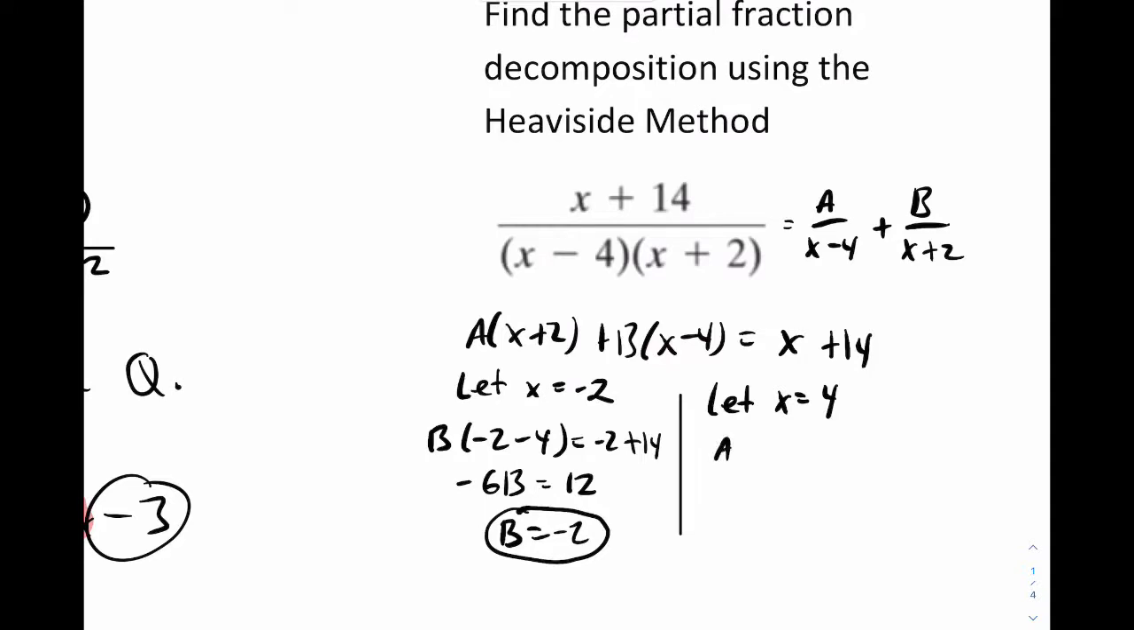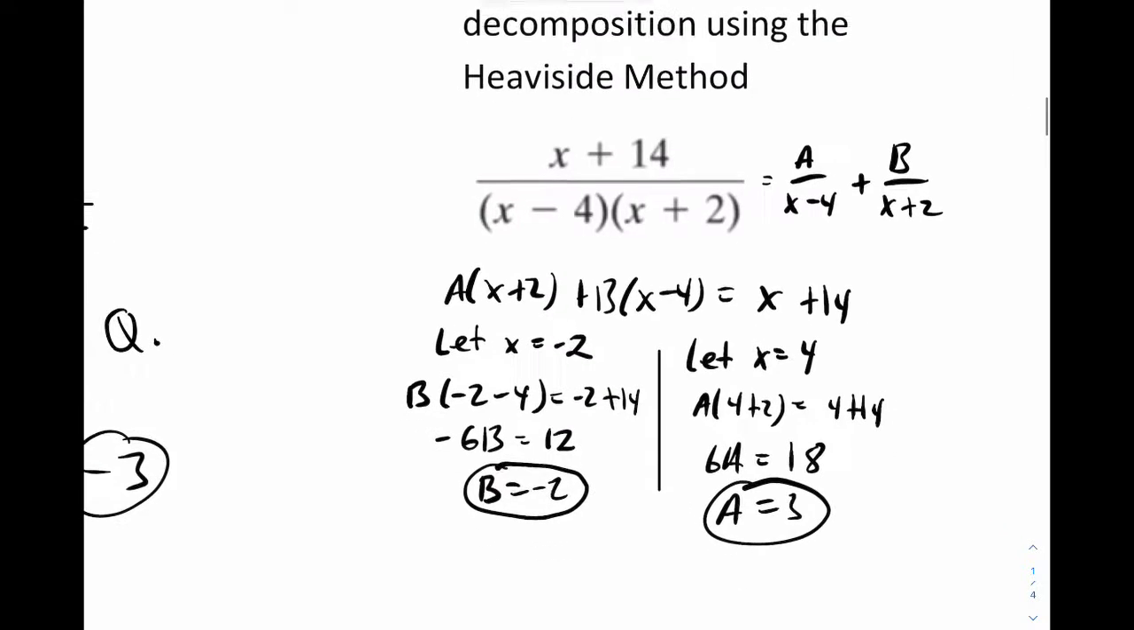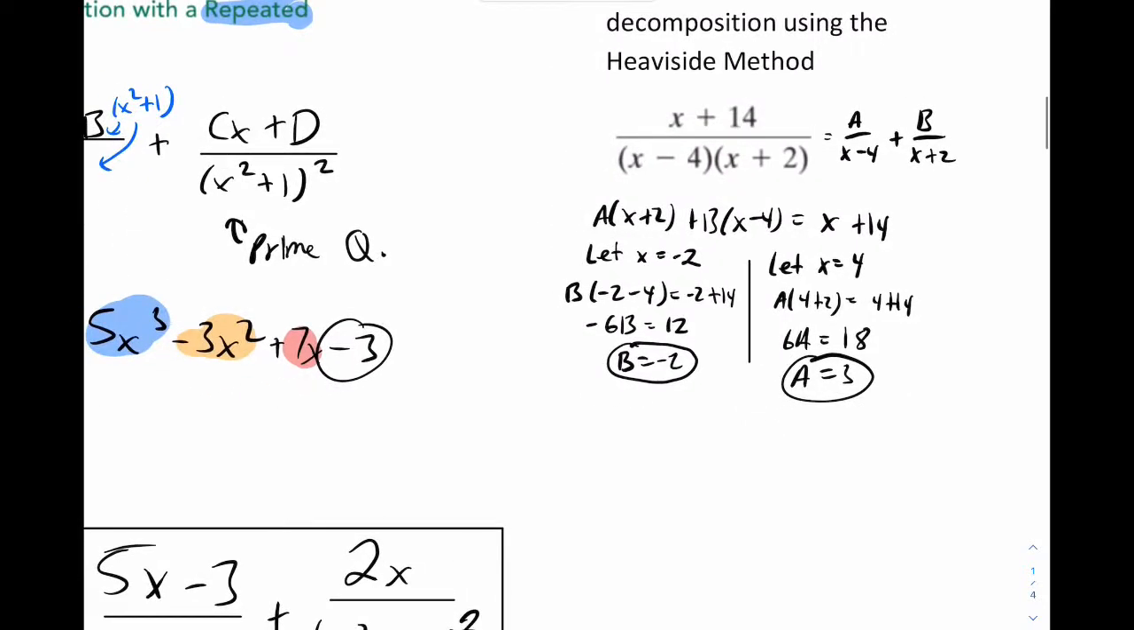And now I'm going to get a times 4 plus 2 should equal 4 plus 14. So 6a should equal 18. So a should equal 3. So the Heaviside method just lets you do a shortcut on the algebra. So my answer must be 3 over x minus 4 plus -2 over x plus 2.